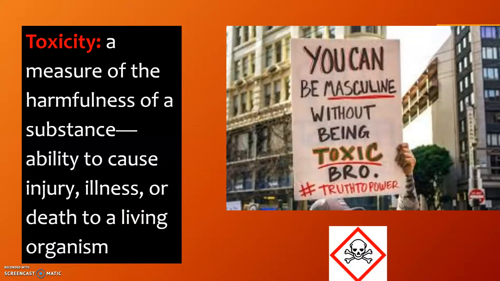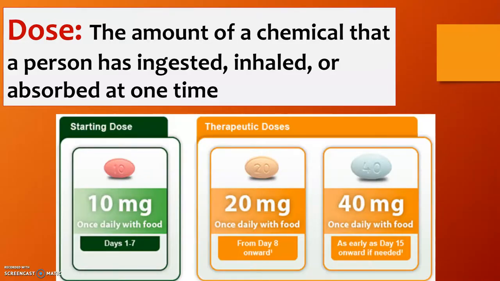Toxicity is a measure of the harmfulness of a substance and the ability of that substance to cause injury, illness, or death to a living organism. A dose is the amount of a chemical that a person has ingested, inhaled, or absorbed at one time. So the dose of medicine you take depends on what the medicine is. Sometimes you have a starting dose, sometimes you have a therapeutic dose, or the amount that you need.